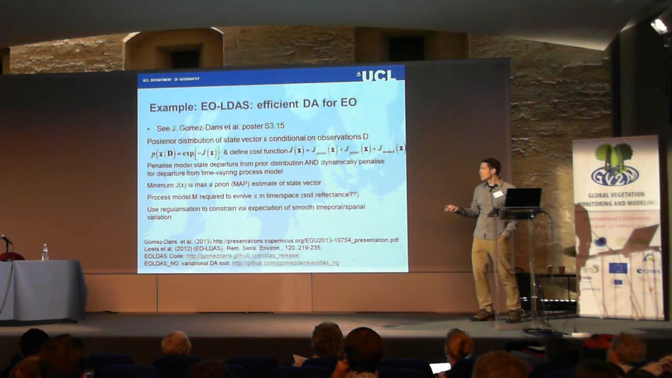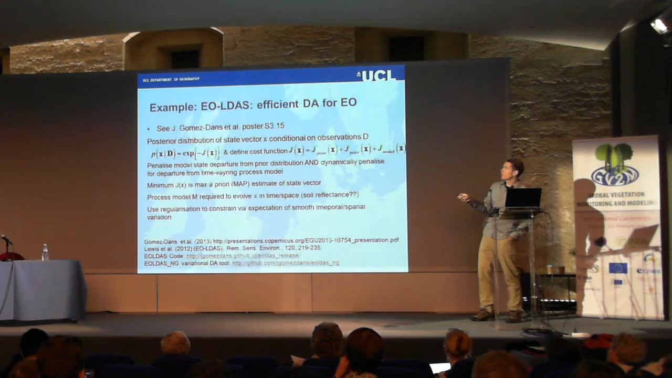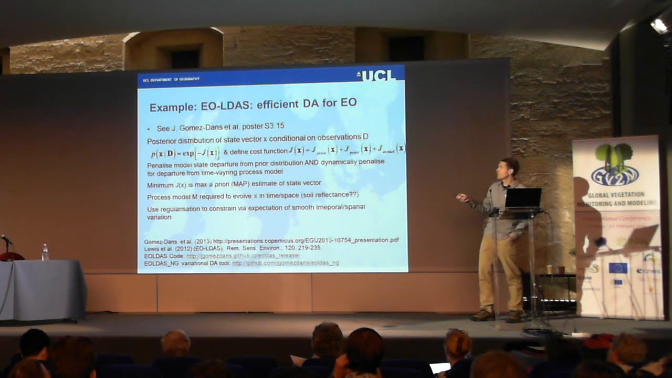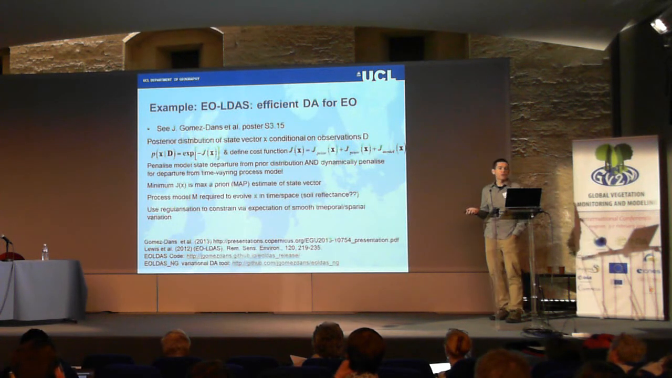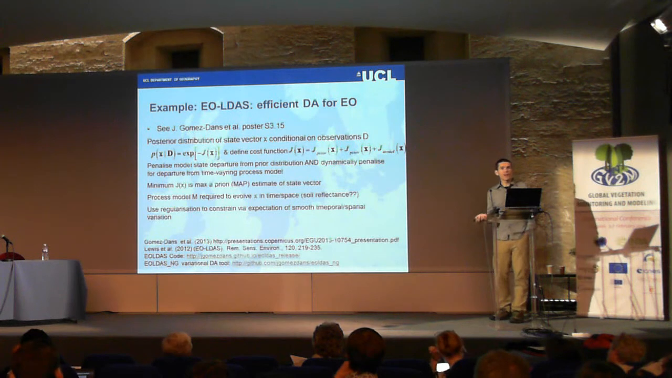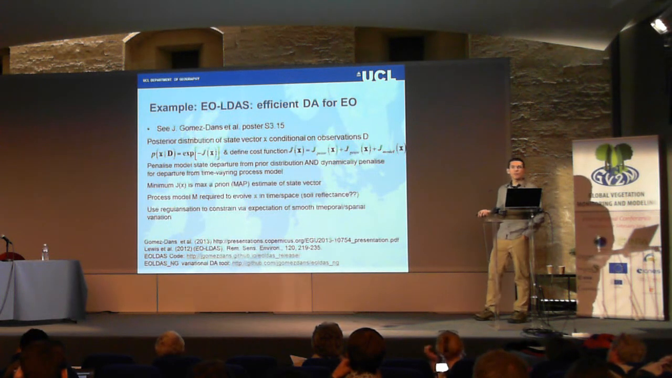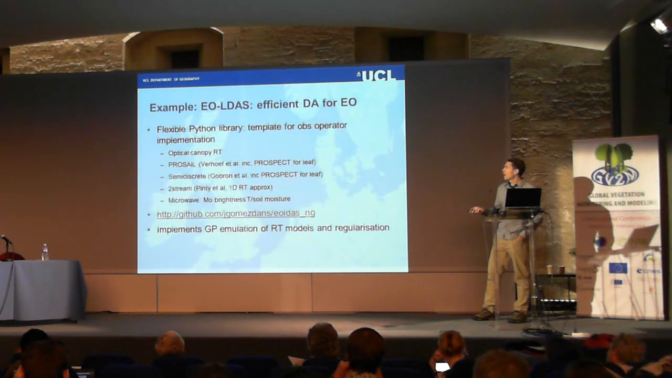So I'm going to just skip over this, but if you want to see the details, this is work coming from our ESA-funded project, the EO Land Data Assimilation Scheme, an efficient data assimilation scheme. Jose has a poster on this. And there are some really interesting results that Jose is showing, trying out these Gaussian process emulation tools for building more complex radiative transfer models into this assimilation scheme.